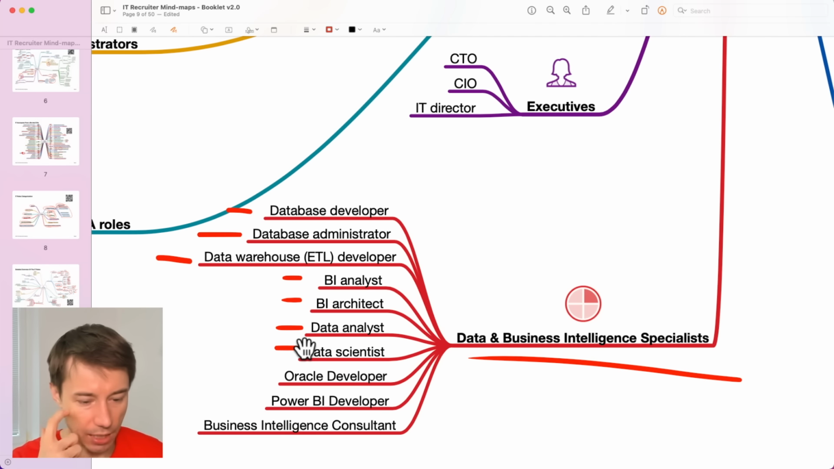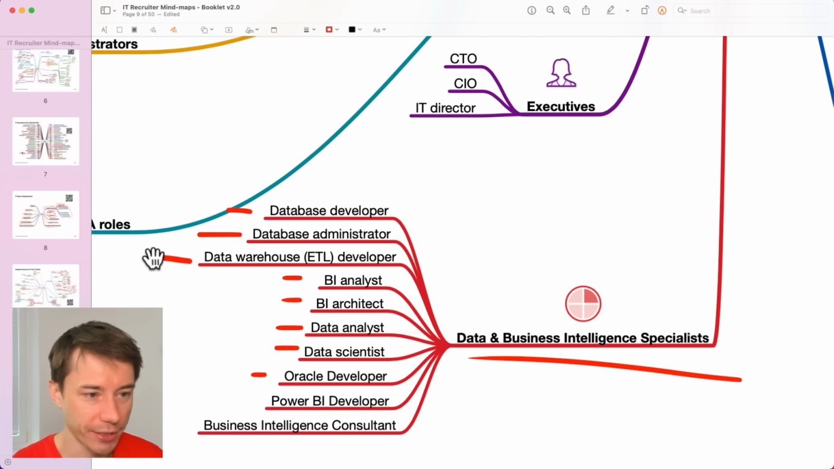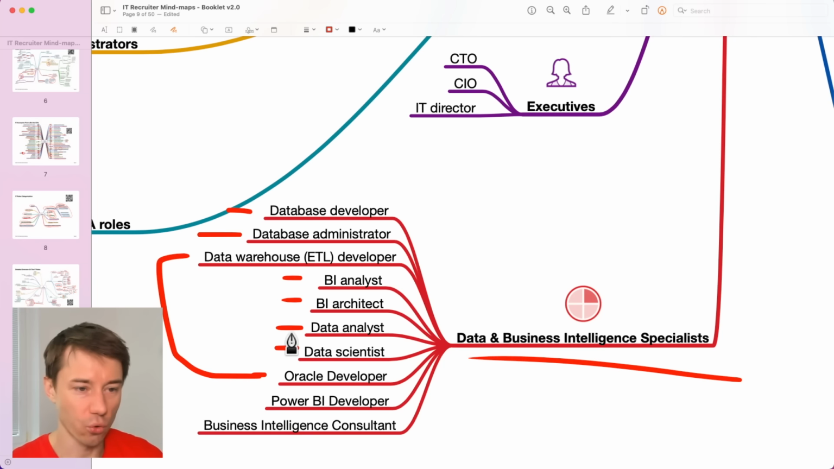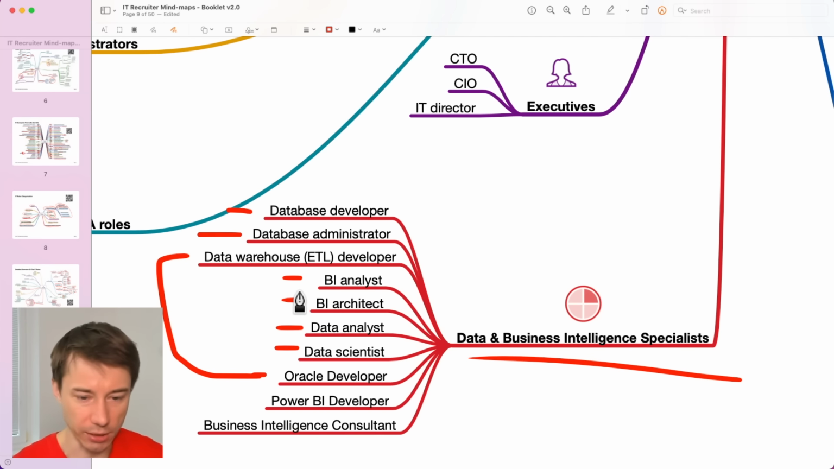They apply math and science methods, and they are able to predict some future data points based on some past data points. So they deploy some more advanced data science methods. Oracle developer, that's similar to the data warehouse developer. Now when I'm thinking about it, they could probably be next to each other, because those who build data warehouses usually use Oracle, not always, but Oracle is the go-to database.